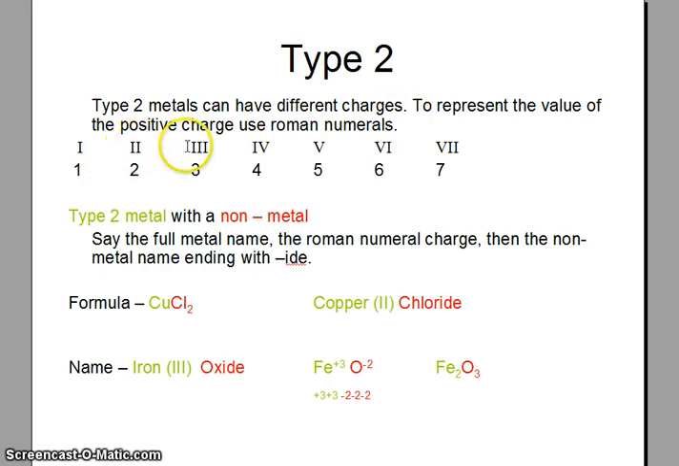I, 1, 2, 3 going on up. IV represents 4. You think of it as V as representing 5, and if you put an I before it, it's 1 subtracted, and 6 and 7 going on up. Type 2 metals will be bonded with a nonmetal. How you name them is you say the full metal name, and then you give the Roman numeral charge, and then the nonmetal name ending with "ide."